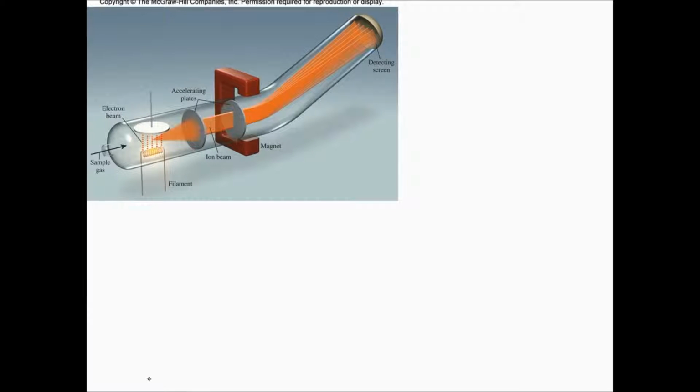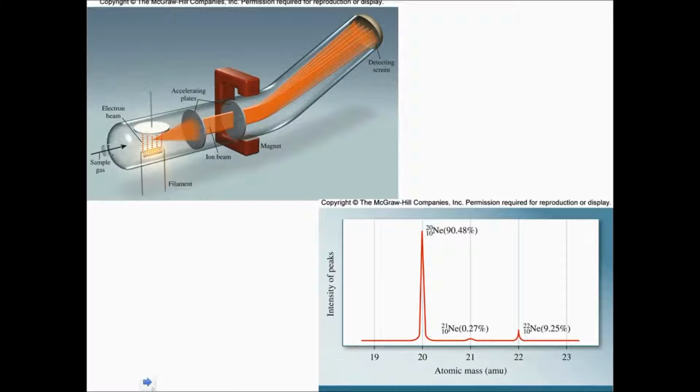How do we find out this information though? What we do is we get a mass spectrum here. A mass spectrometer basically separates out different isotopes into different beams, and you get a detecting screen. And what you get is what's known as a mass spectrum, shown here. The intensity of the peak tells you what the abundance of the isotope is, and you get the atomic mass along the x-axis.